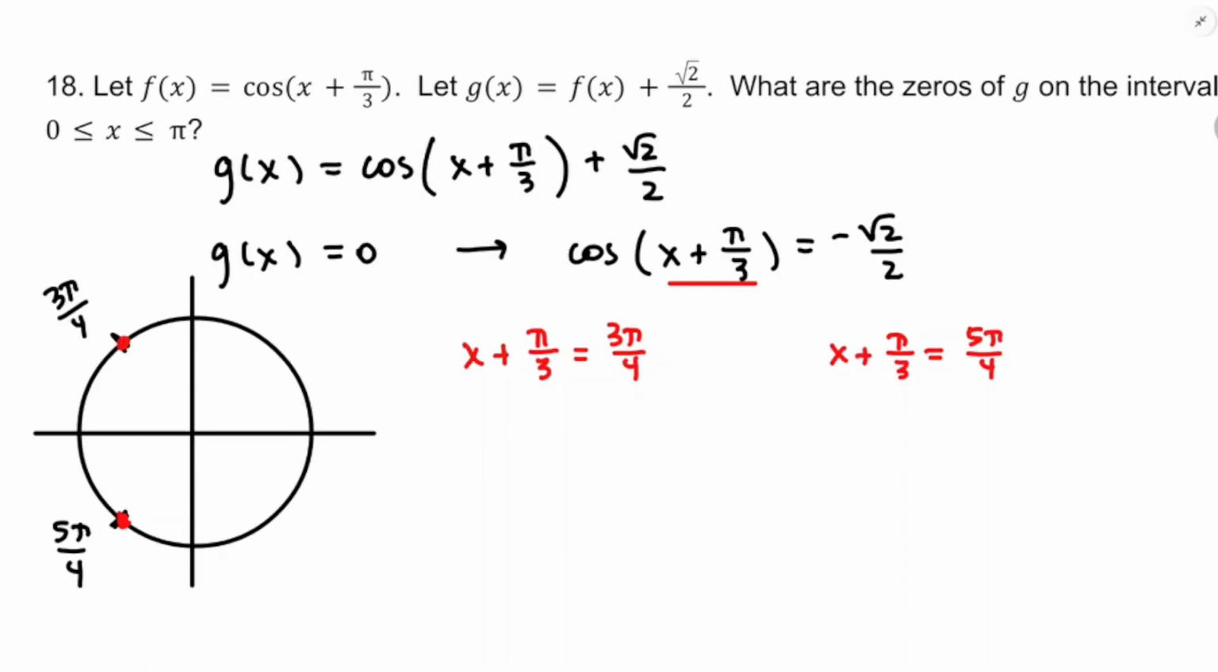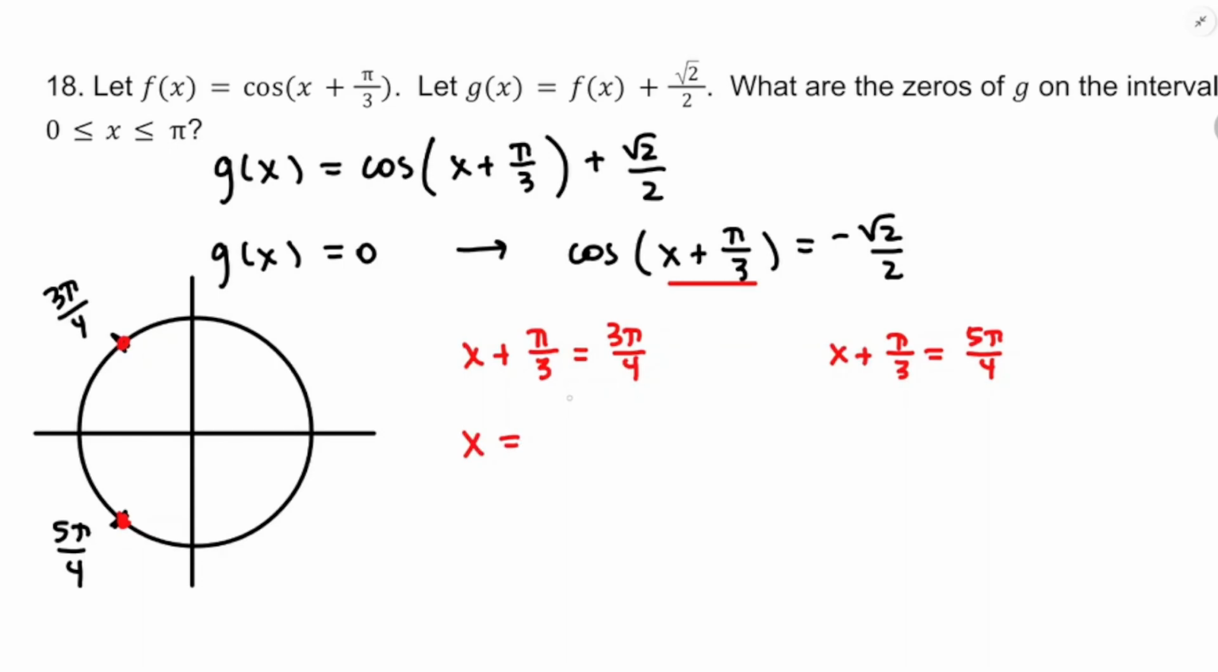Oh, I didn't even look. It said 0 to pi. Okay, but had I looked at that too early, I might have been like, oh, I'm not interested in 5 pi over 4 because it's beyond pi. But if I subtract pi over 3 from it, it is going to get pulled back into my interval of interest. So I'm going to subtract pi over 3.